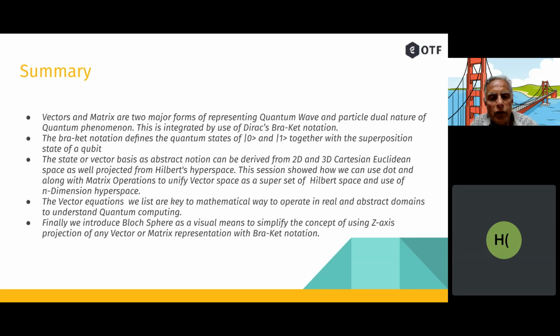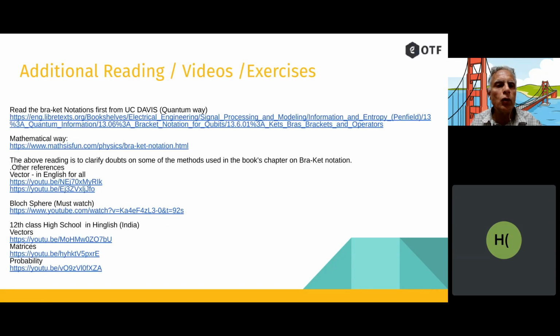So all operations are tensor operations, because it goes into n dimensions. And the Bloch Sphere is a visual means to simplify the concept using z-axis projection of any vector or matrix representation and bracket notation. So this is all we have. We have laid the foundation. We hope that you will be able to go to additional reading necessary, even elementary 12th.